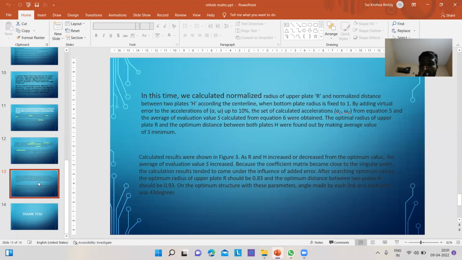Because the coefficient matrix became close to the singular point, the calculation results tended to come under the influence of the error. After searching for optimum values, the optimum radius of the upper plate R should be 0.83 and the optimum distance between the two plates H should be 0.93. On the optimum structure with these parameters, the angle made by each link and each plate was 43 degrees.